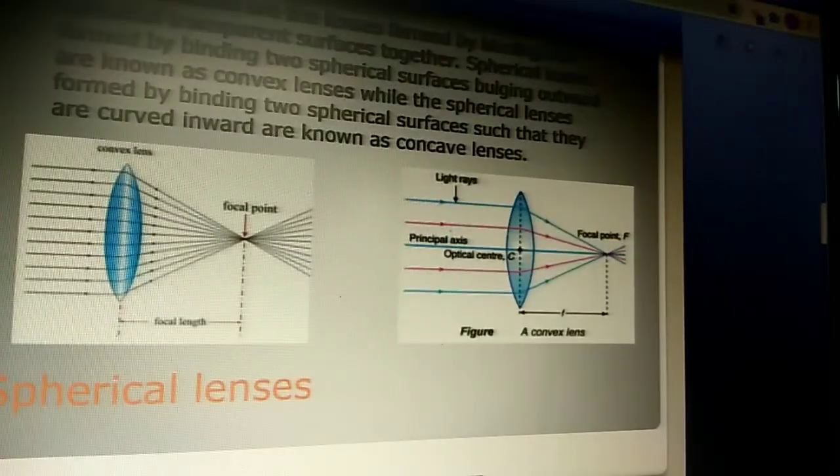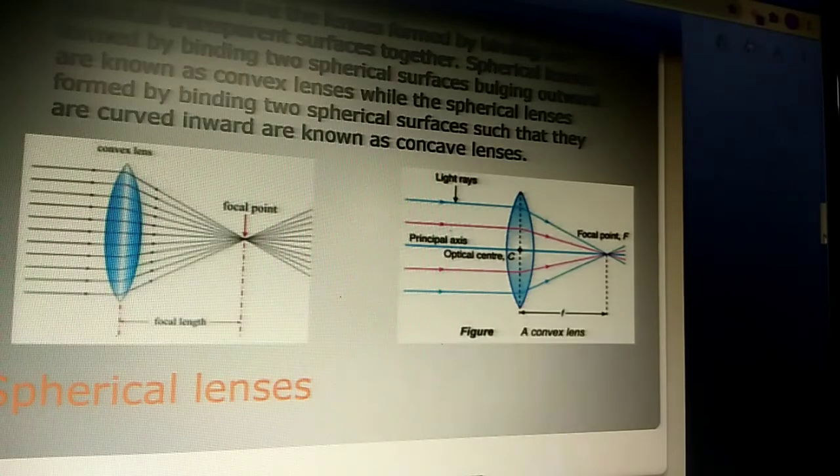Spherical lenses are of two types. They are transparent media only, but in one the refractive surface is bulging outward, and in the other the refractive surface is curved inward.